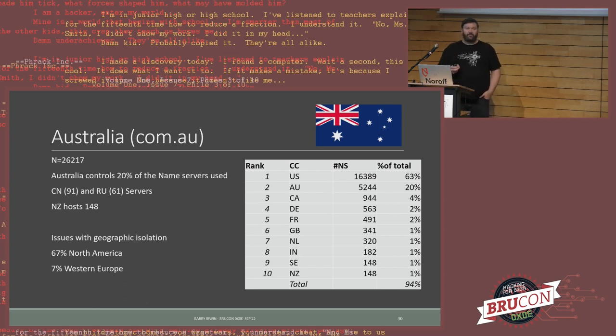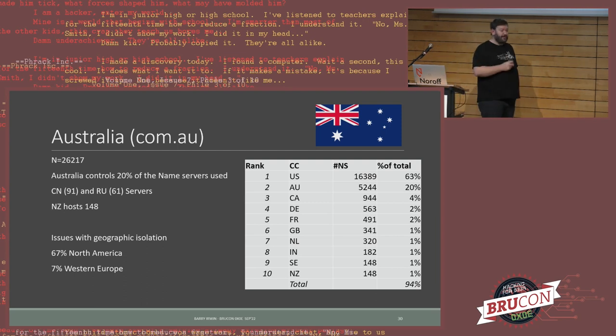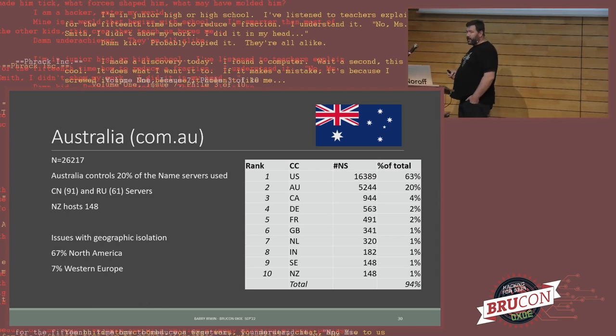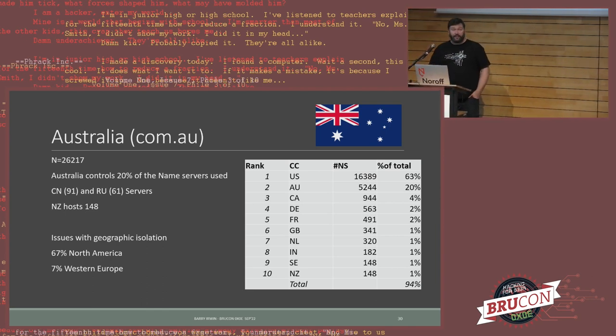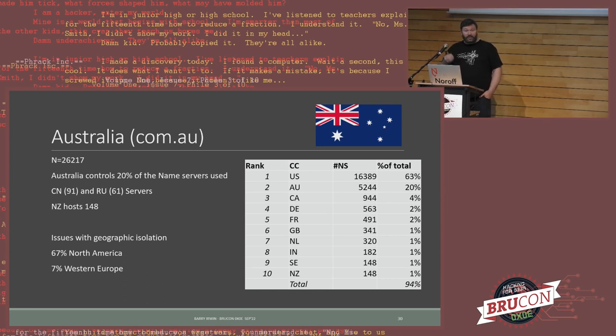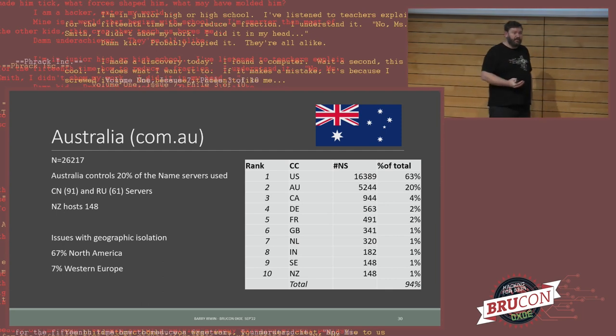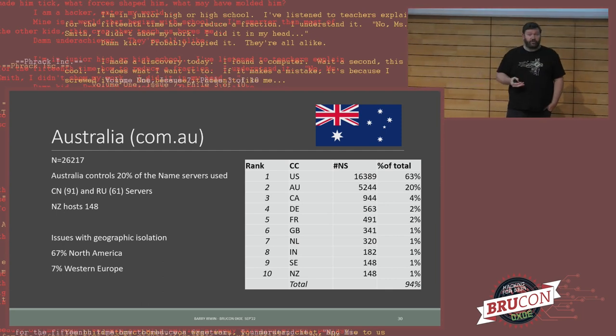63% of the name servers, and this is not domains, of the name servers used for Australian domains are hosted in the US. In fact, 67% of them are in North America. That's basically Canada and the US. 7% are in Western Europe. Australia is actually not doing too badly. 20% of the name servers used by its domains are actually located in Australia.